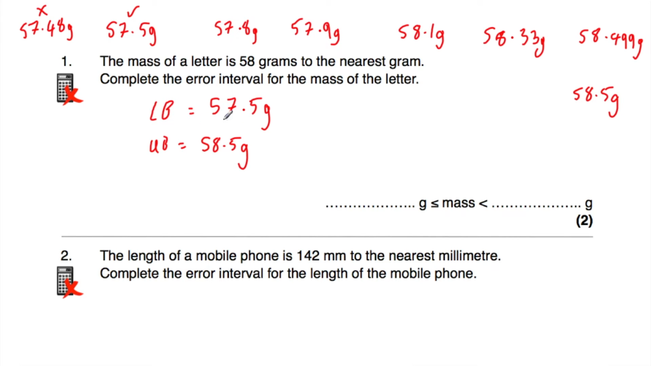So now we know our lower bound and our upper bound, let's write that as an error interval. The mass of the letter is going to be anything that is bigger than or equal to 57.5 grams, but less than 58.5 grams. And that's it, that's our error interval. Okay, let's have a look at our next question.